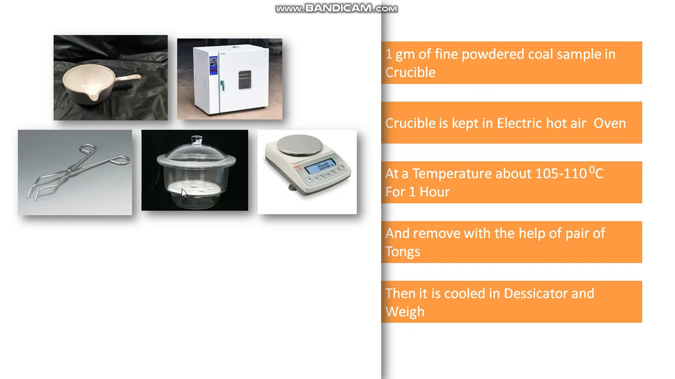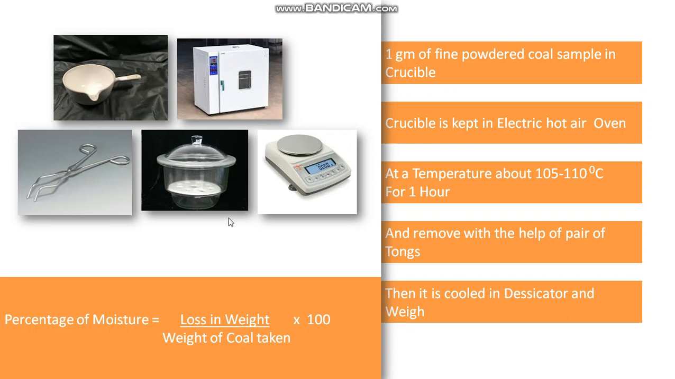Then it is cooled in a desiccator, here we can see, and then we are going to take its weight. So we say that percentage of moisture is loss in weight upon weight of the coal taken into 100.